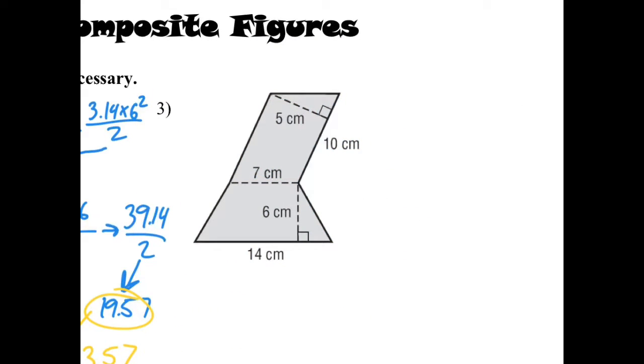Again, the shapes that we have here, we have a parallelogram right here, and we have our trapezoid right here. For the parallelogram, we're going to use area equals base times height.